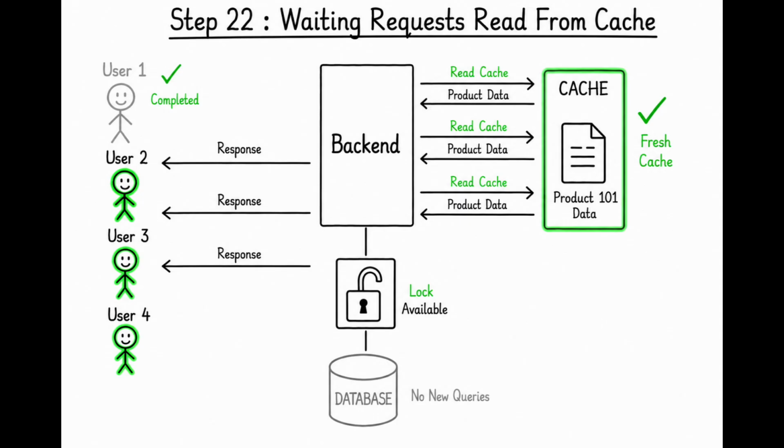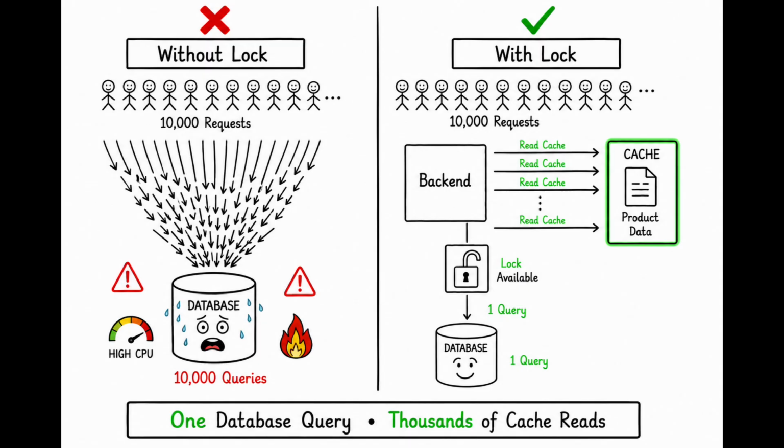Think about what we achieved. 10,000 users requested the same data. Without locking, the database received 10,000 queries. With locking, the database received only one query. Every other request simply reused the same cached result. This is exactly why locking is one of the most common techniques used to prevent cache stampede.